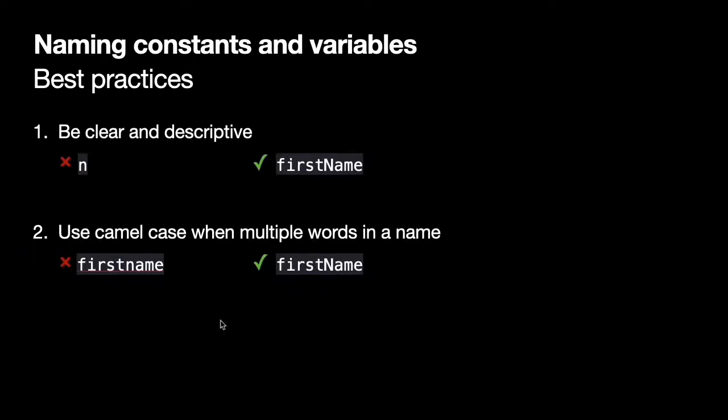Names should be clear and descriptive. You want your constant and variable names to be self-documenting. It's obvious what first name means. It is not obvious what n means. We use lower camel case when we have multiple words in a name. So we capitalize the second and later words in the name to make it easy to read, but the first word we keep lowercase. And that's because we use uppercase in the first word for types, and we want types and variable names to appear different at first glance.